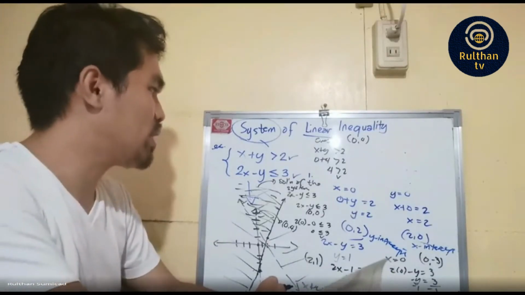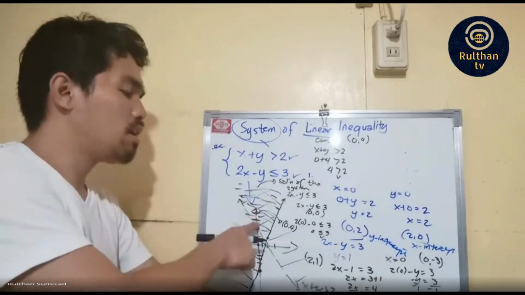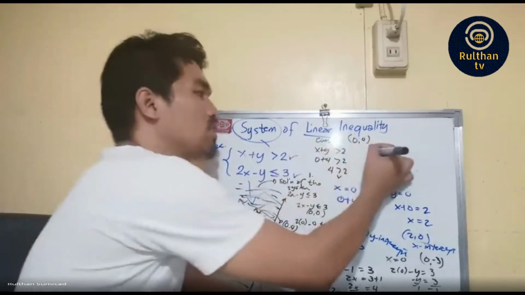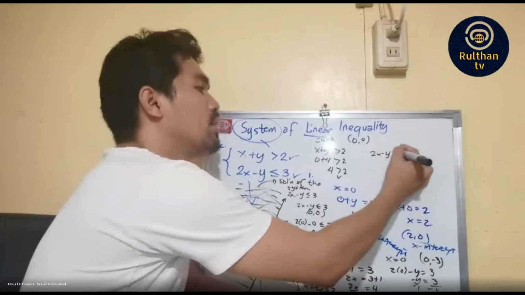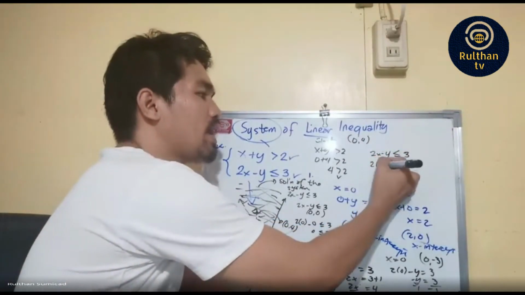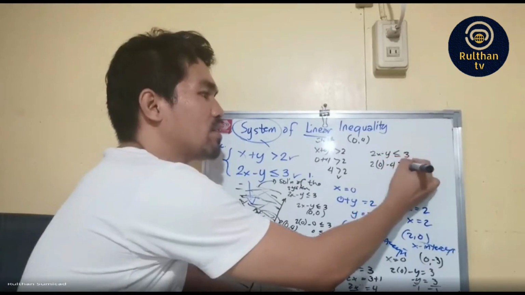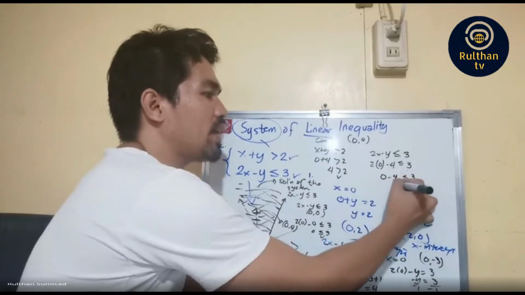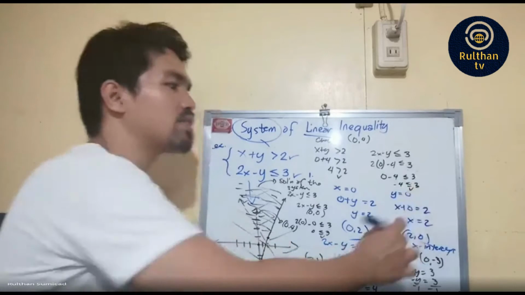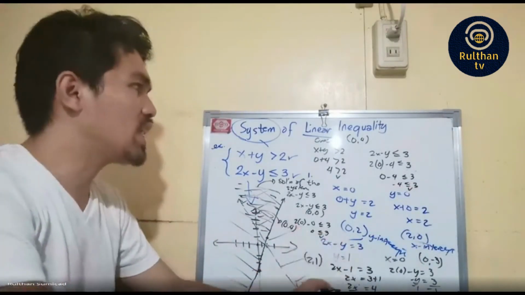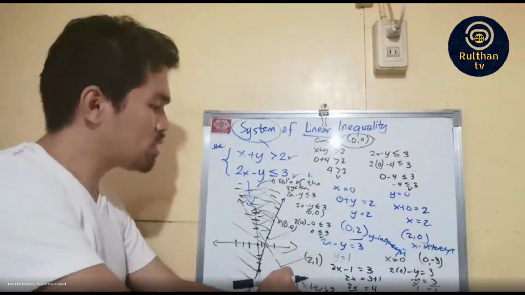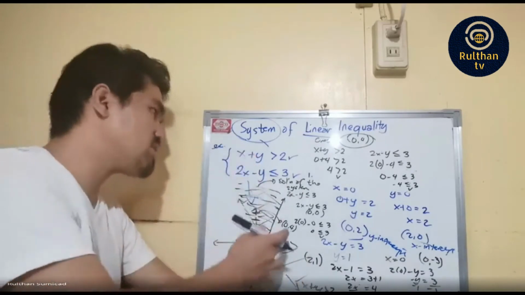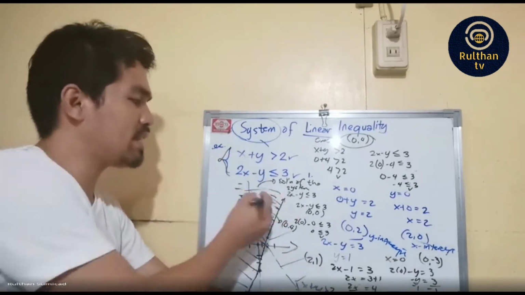Now we still have one more inequality to prove that 0, 4, which is found in the solution section, is indeed a solution of the system. So you have 2x minus y less than or equal to 3. This is going to be 2 times 0 minus 4 less than or equal to 3. So this is 0 minus 4 less than or equal to 3. Negative 4 is less than or equal to 3. Indeed, we're right on track because negative 4 is less than 3. Implying that this coordinate 0, 4, found in the colliding section of our solution set for both inequalities, which is our system, is indeed our solution.